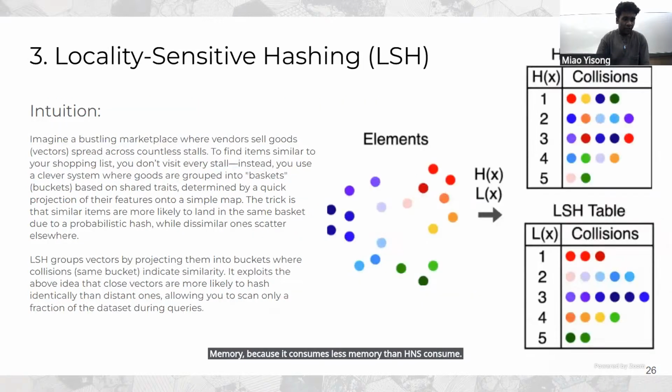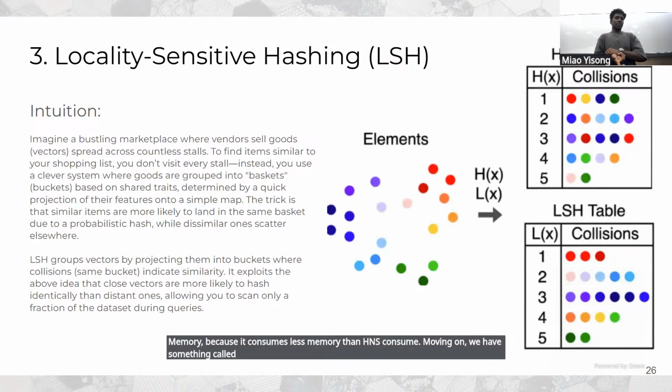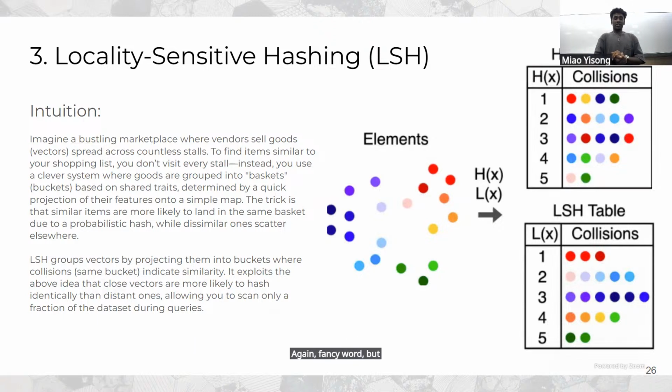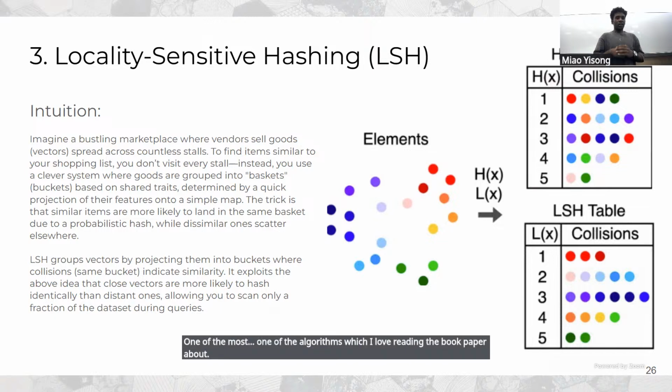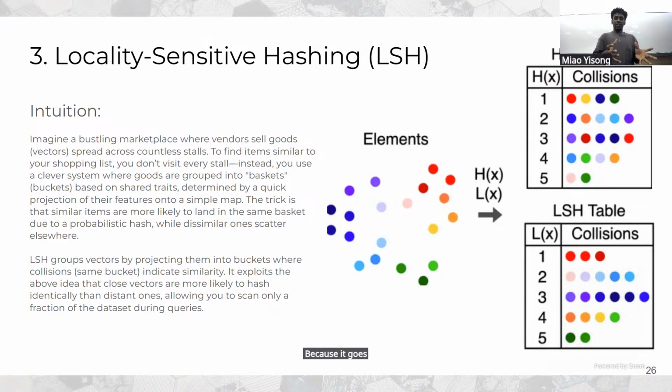Moving on, the next algorithm is called locality sensitive hashing. Again, fancy words, but the algorithm is very simple. To be honest, this is probably one of the algorithms I loved reading the whole paper about. It goes on the principle that, given a certain hash function, there's a higher probability for similar items to end up in the same groups, provided your hash function is correct.